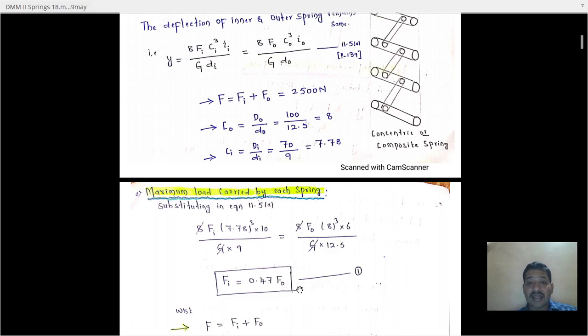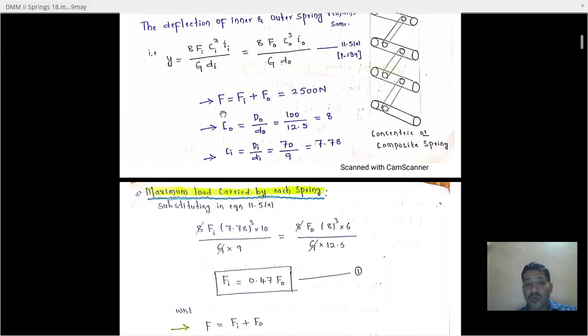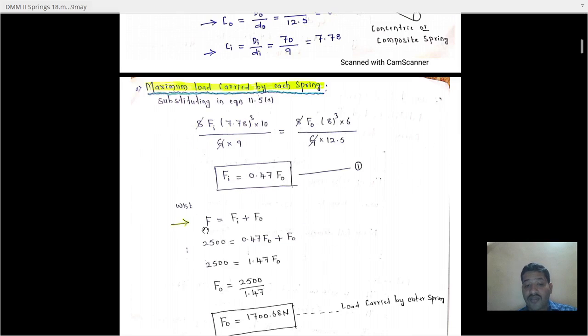So it is considered as equation number 1. After getting equation number 1, we have to take this value: F is equal to Fi plus Fo. How much force is acting on the inner of the spring and how much force is acting on the outer of the spring, we need to find. So how to find? F is equal to Fi plus Fo.